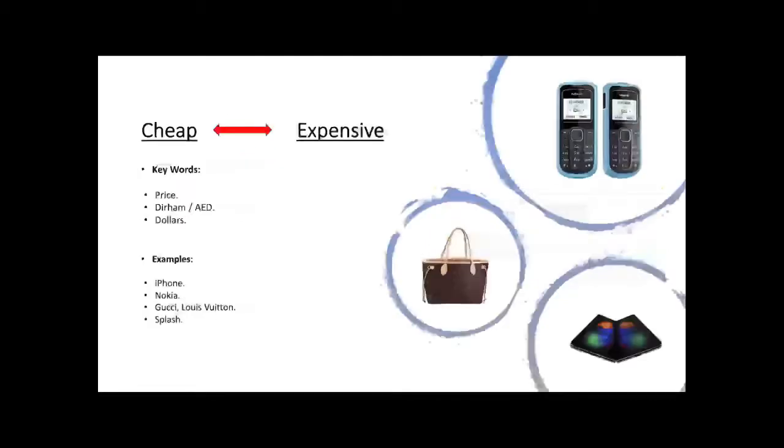Okay, our first two adjectives for today are cheap and expensive. Cheap and expensive are always describing money. So when we're talking about dirham, we're talking about dollars, we're talking about the price of something. For example, we know iPhone is very expensive, but if you have a Nokia, Nokias are very cheap.